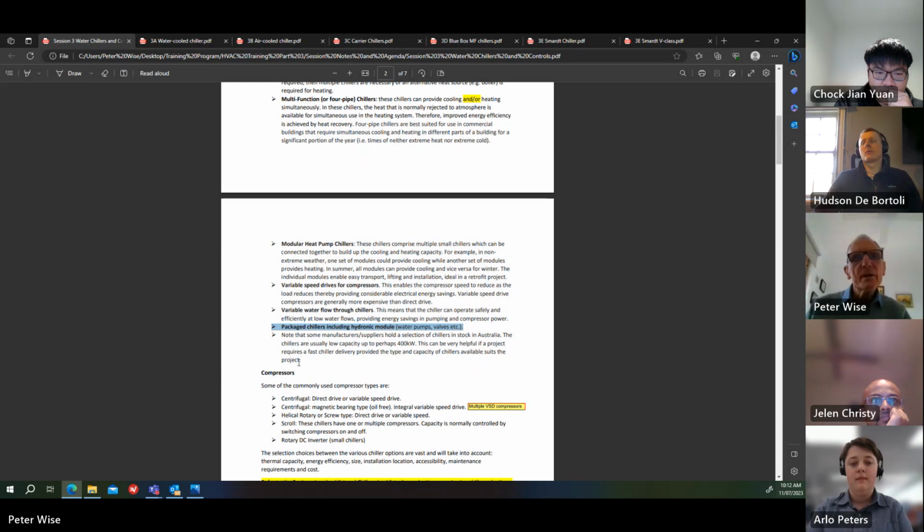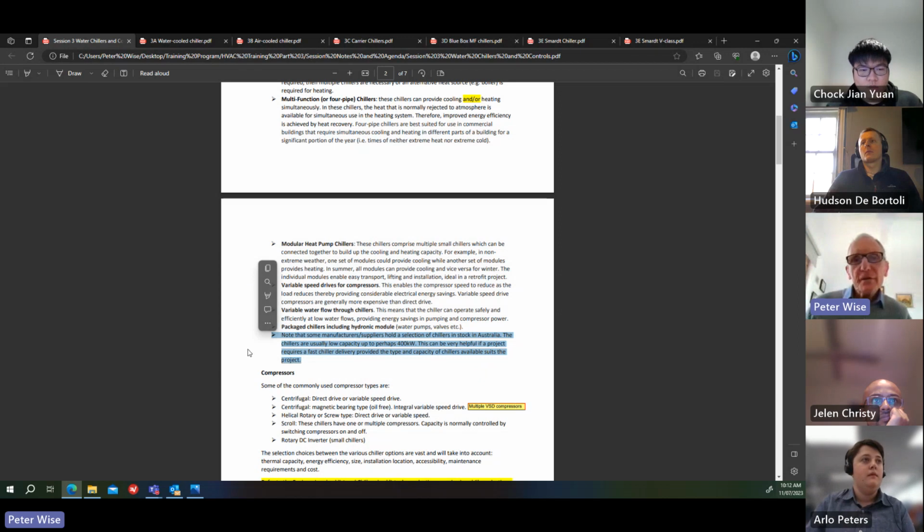I'll just put a note here that some manufacturers or suppliers keep a selection of chillers in stock in Australia. This is pretty handy sometimes if you've got a quick job and you need a chiller in a hurry. But usually they're only up to about 400 kilowatts, because they're not going to build chillers of 1,000 kilowatts or more and hope that somebody wants to buy it, because it's too expensive for them. But small chillers have a big turnover, so they keep some in stock, which is pretty handy.